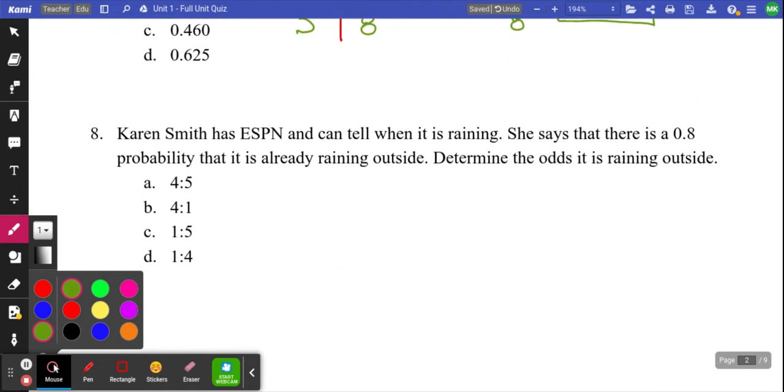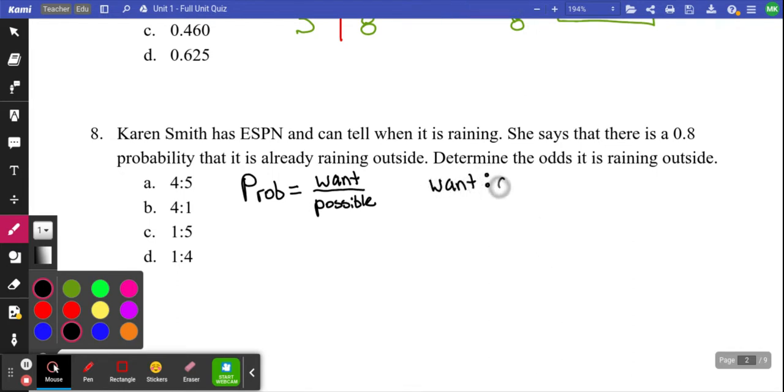Number 8. Karen Smith has ESPN and can tell when it is raining. She says that there's a 0.8 probability that it is already raining outside. Determine the odds it is raining outside. Okay, there's different ways to do this. But you're going to have to convert from probability to odds or odds to probability, one way or the other. So remember that probability is what you want divided by what's possible. Odds it is raining, so that'd be odds 4, is what you want versus what you don't want.